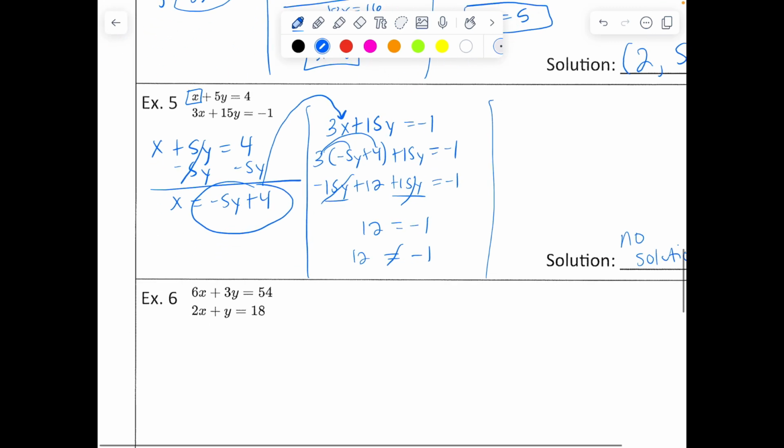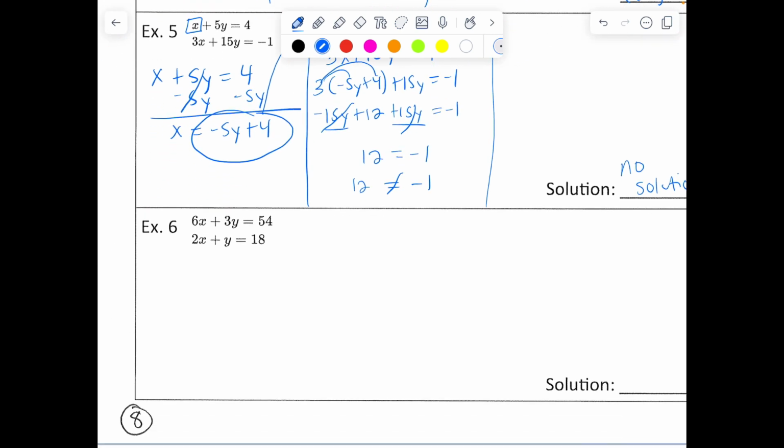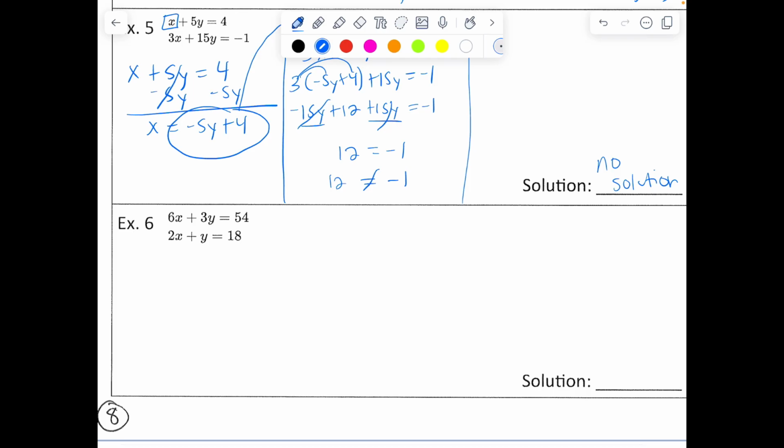Now you are going to do example number 6 on your own. When you're done, you're going to check in with the sub. Once you've gotten number 3 and number 6 checked off, you can go ahead and finish your Get More Math from earlier this week, 4.1.